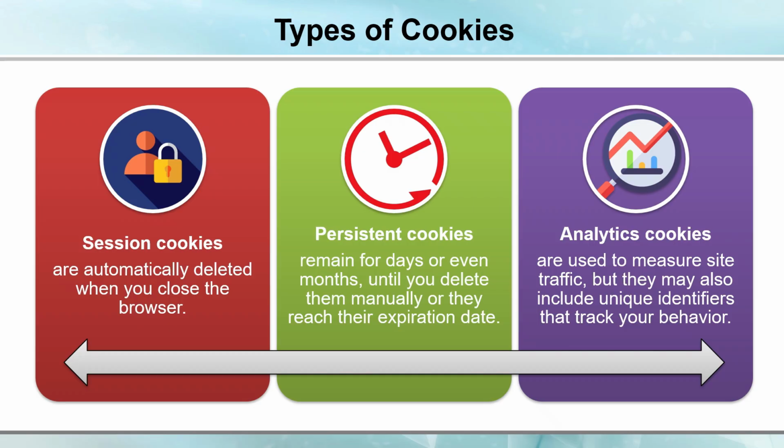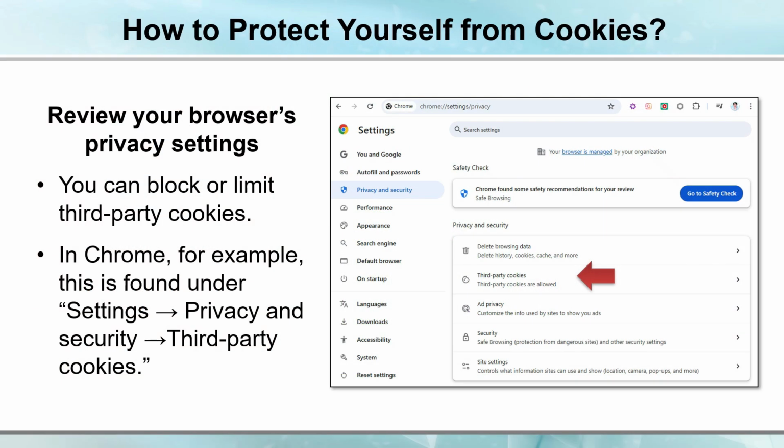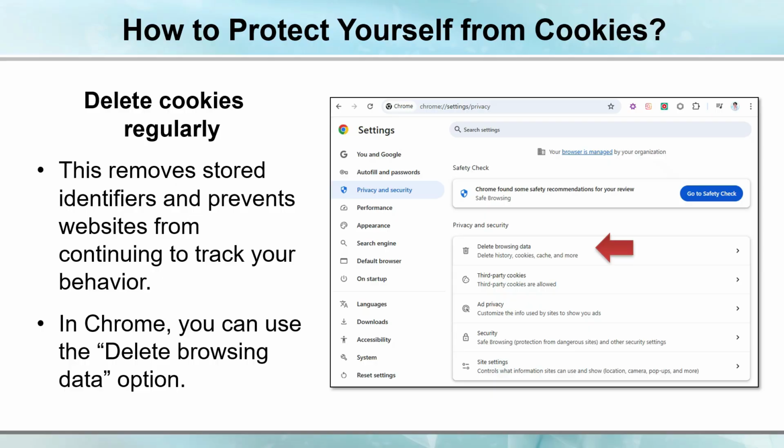So what can you do to protect yourself? First, review your browser's privacy settings. From there, you can block or limit third-party cookies. In Chrome, for example, this is found under Settings, Privacy and Security, Third-Party Cookies. Second, delete cookies regularly. This removes stored identifiers and prevents websites from continuing to track your behavior. In Chrome, you can use the Delete Browsing Data option.